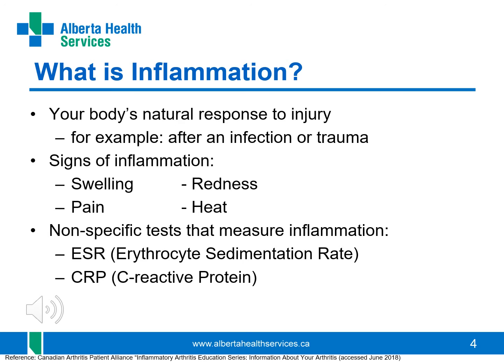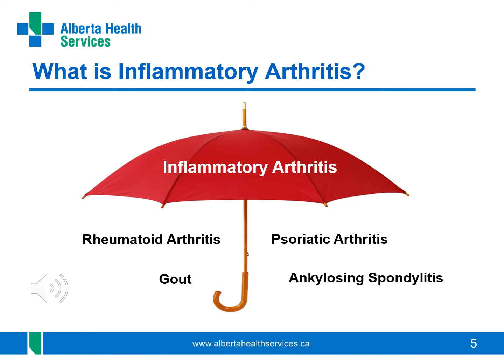Inflammation is our body's natural response to injury, including infection and trauma. We can tell that something is inflamed if it looks swollen, red, hot, and the patient reports pain. Inflammation can also be detected in the blood. ESR, or erythrocyte sedimentation rate, and CRP, or C-reactive protein, are two common blood tests that we use to measure inflammation.